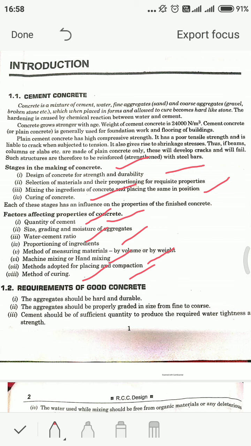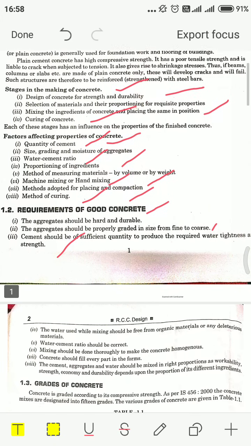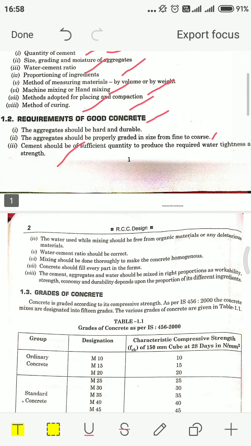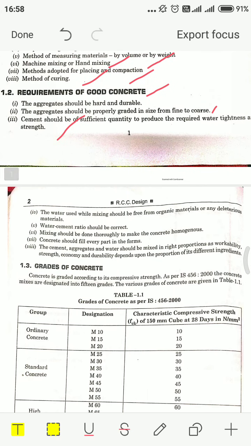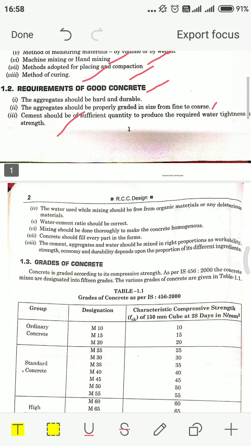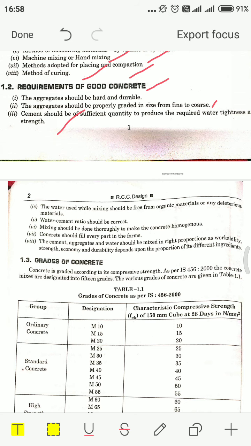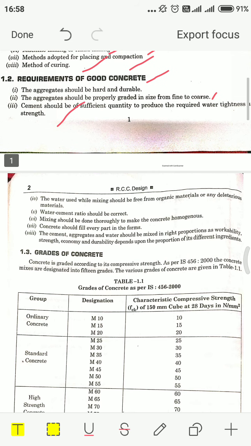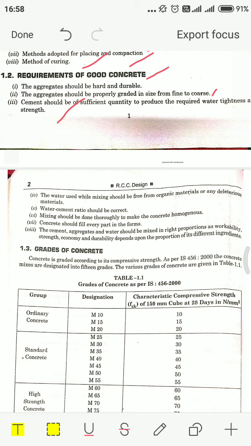Requirements of good concrete. So what are the requirements of good concrete? The aggregate should be hard and durable. The aggregate should be properly graded in size from fine to coarse. Cement should be in sufficient quantity to produce the required water tightness and strength. The water used while mixing should be free from organic material, free from any kind of detritus or organic material. The WC ratio, which is called the water cement ratio, should be correct. Mixing should be done thoroughly to make concrete.